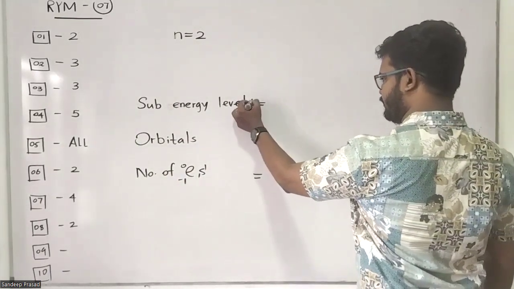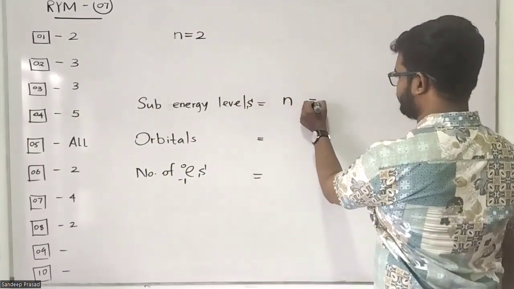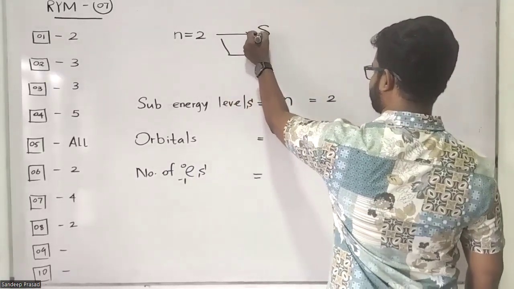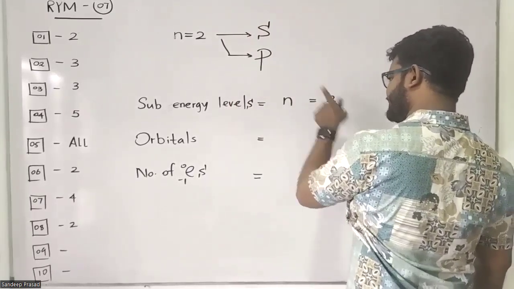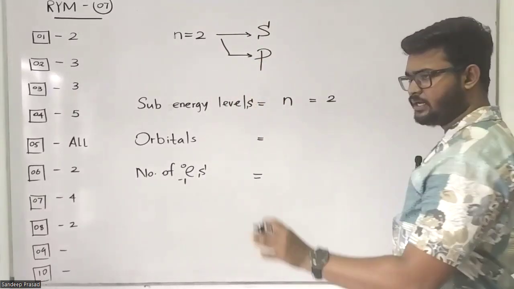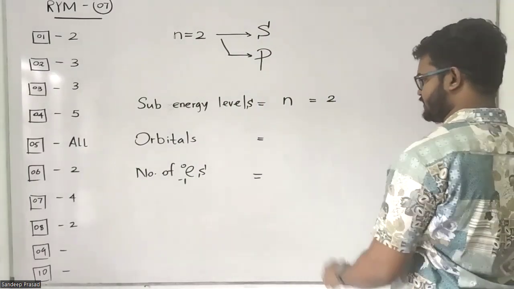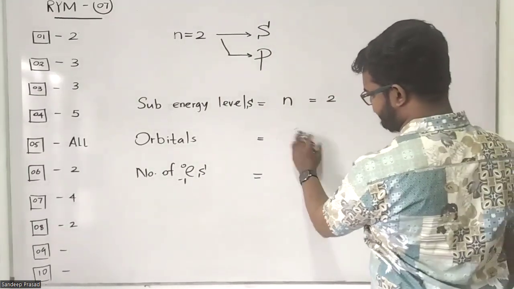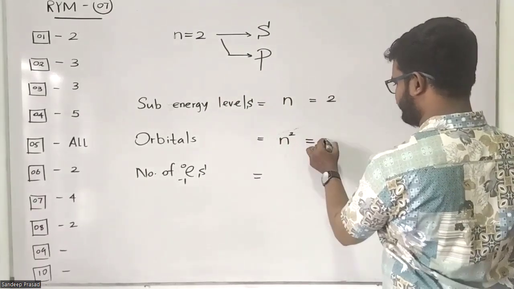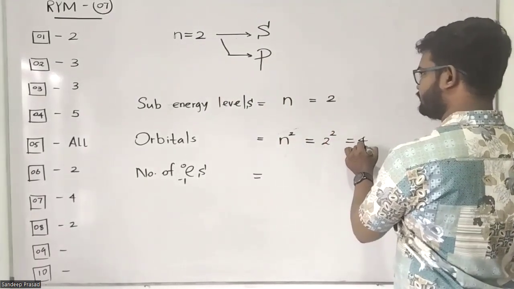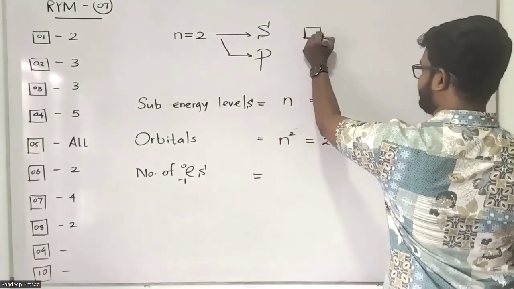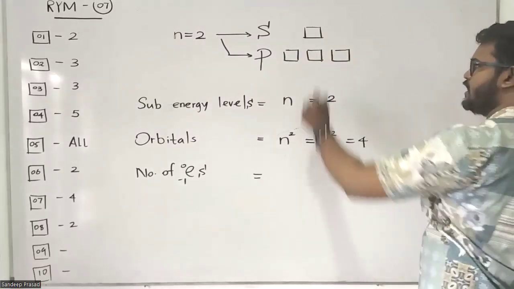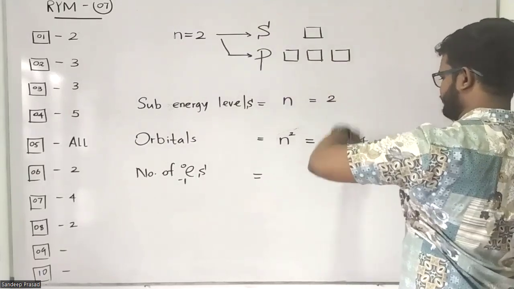The number of sub energy levels is given by the energy level number n, that means 2, because we know that in the second principal energy level there are 2 sub energy levels, s and p. Therefore, the energy level number itself explains the number of sub energy levels. Then the orbitals can be obtained by n squared. N squared means 2 squared, the answer is 4, right? Is that correct? Yes. In the s sub energy level we have only one s orbital. In the p sub energy level, there are 3 orbitals. The total number of orbitals in that energy level will be 4.